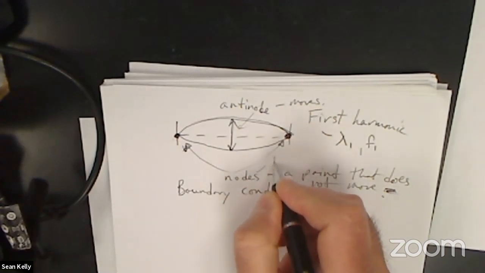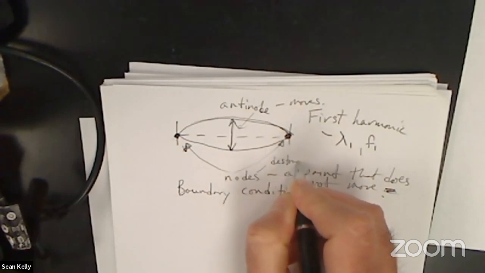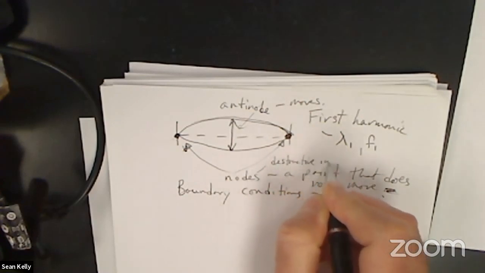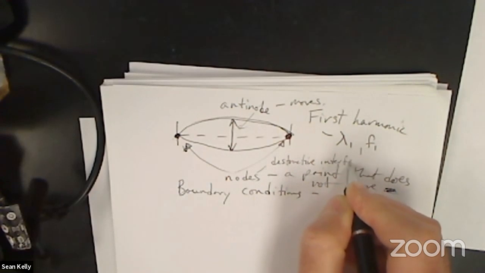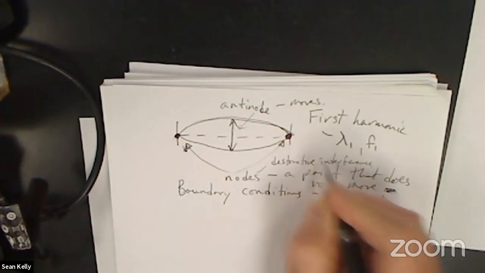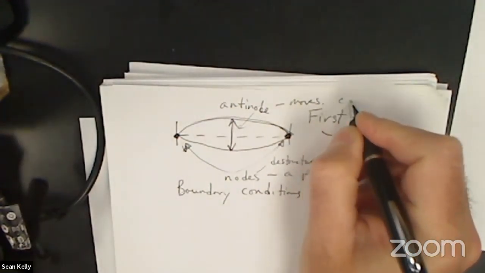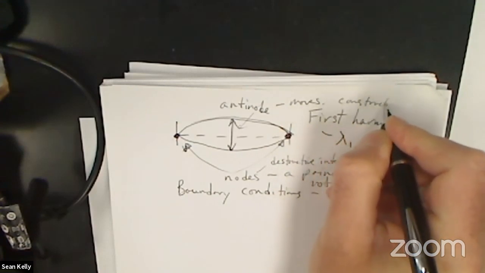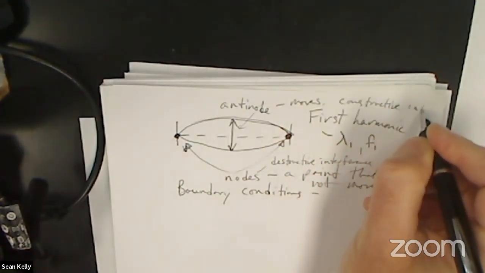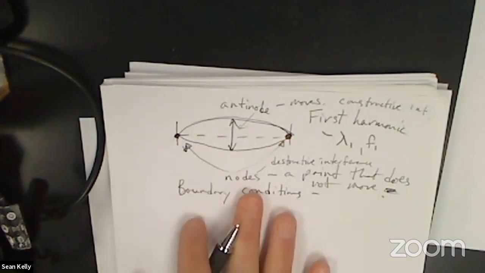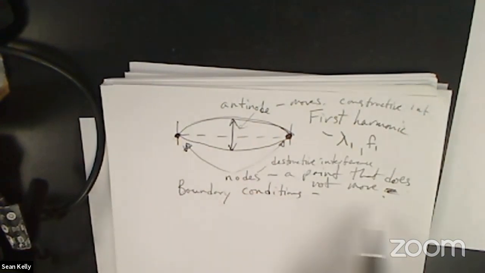Okay, so actually, why don't we write that down? What is a node? It is destructive interference. And what is an antinode? It is constructive interference.